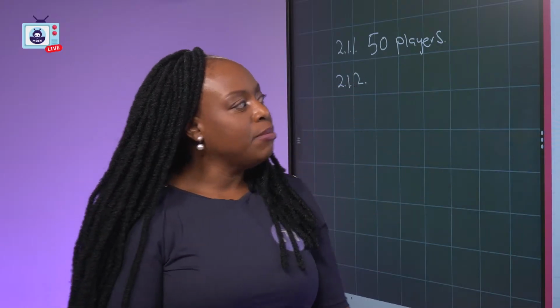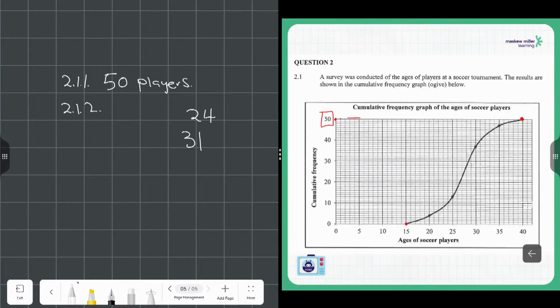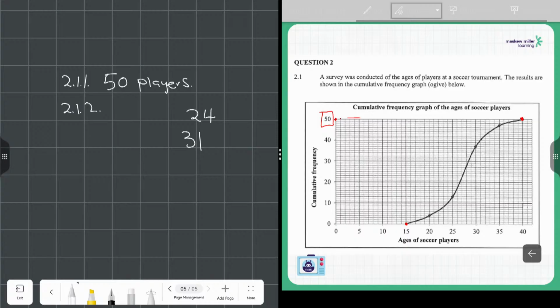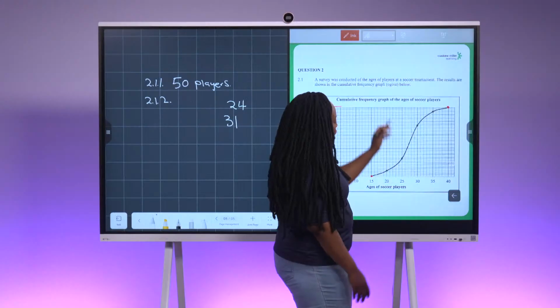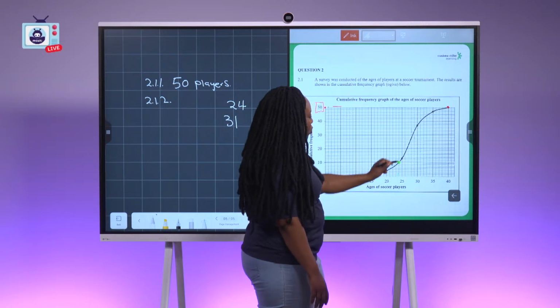Determine the number of players between the age of 24 and 31 years old. So let's see. We are talking about the age of 24 and the age of 31. Let's first go back to our diagram and see where that is. If you look at this properly, where is 24? We can count this as 1, 2, 3, 4. So basically 24 is, if you use your ruler, you can find that 24 is here. So that's where I've put my dot.